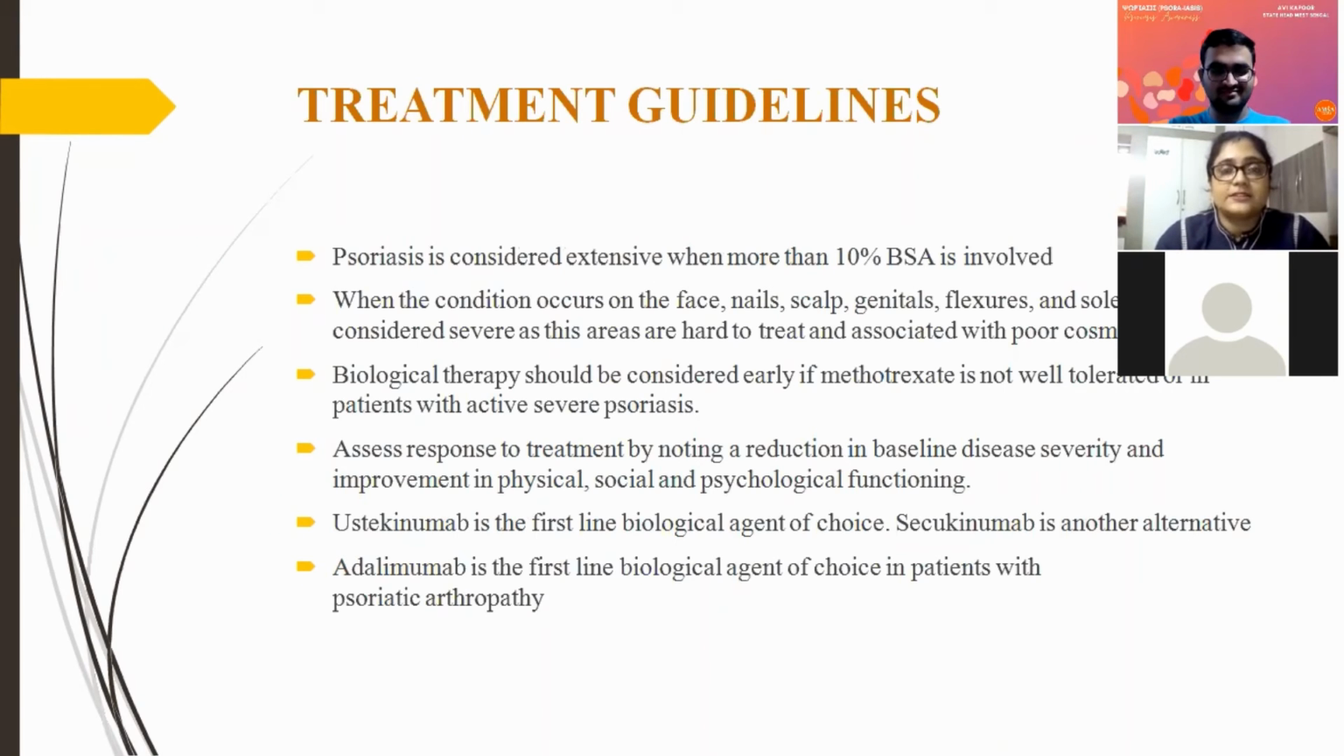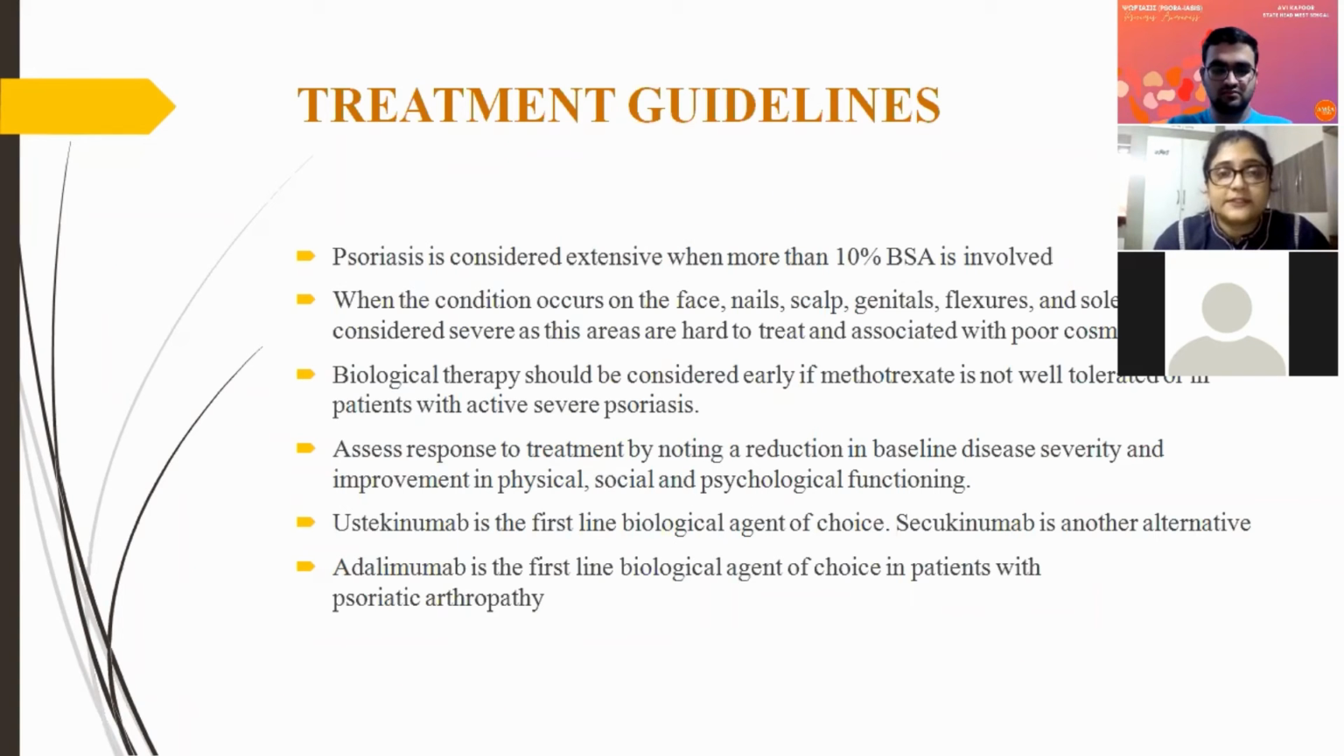Now, there are some guidelines, the treatment guidelines. Psoriasis is considered extensive when more than 10% BSA is involved. When the condition occurs on the face, nails, scalp, genitals, flexures, or soles, it is also considered severe, as these areas are hard to treat and are associated with poor cosmesis. Biological therapy should be considered early if methotrexate is not well tolerated.